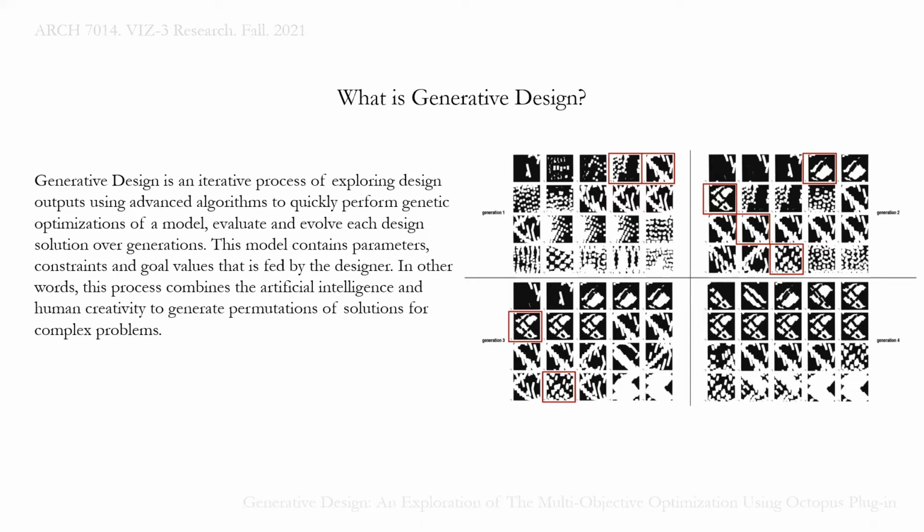The optimization model has to contain parameters, constraints, and goal values that are fed by the designer. In other words, this process cannot happen with either or. It needs the designer and the computer. It needs artificial intelligence and human creativity to generate permutations of solutions for complex problems.